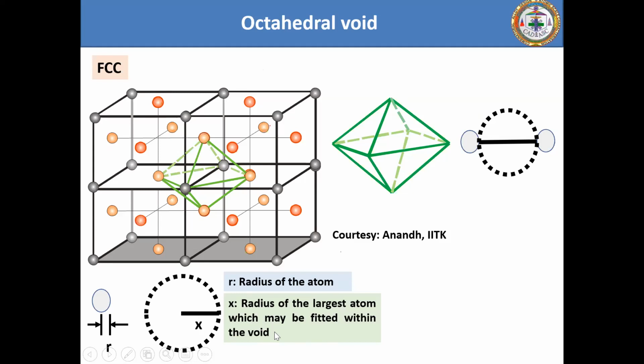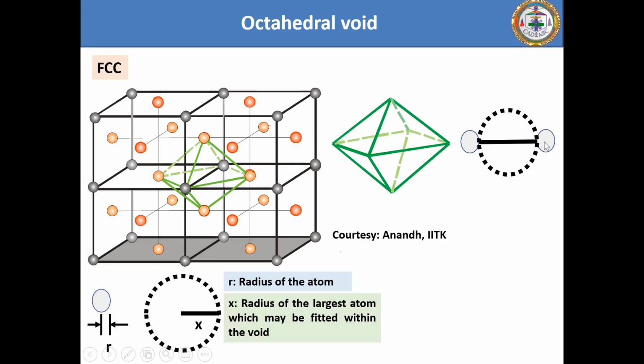Because how do we think about a void? We can only think of it this way: the size of a void should equal the size of something, and that something should be an atom, of course, because we are talking at the atomic level. It is the size of the atom which can be fitted within the void. So x is the radius of the void, and r is the radius of the atom. The diameter of this entire line is 2x.